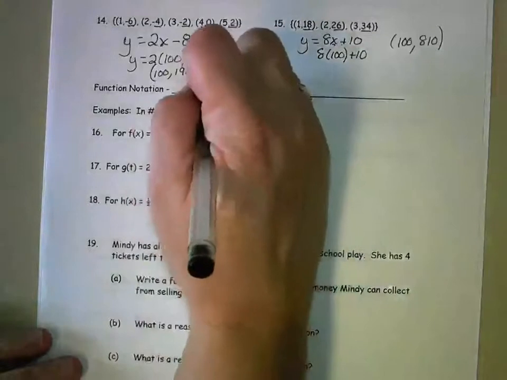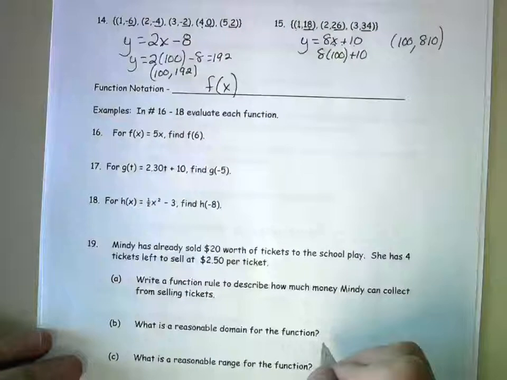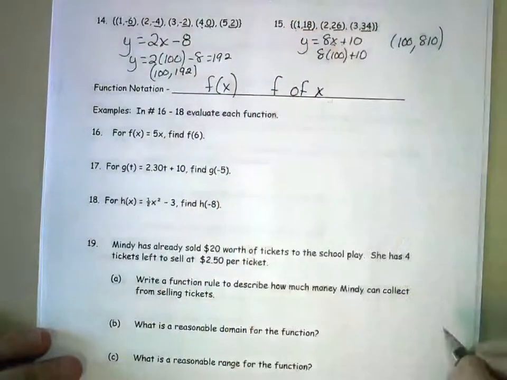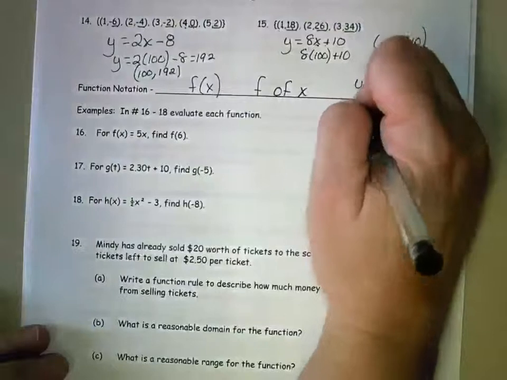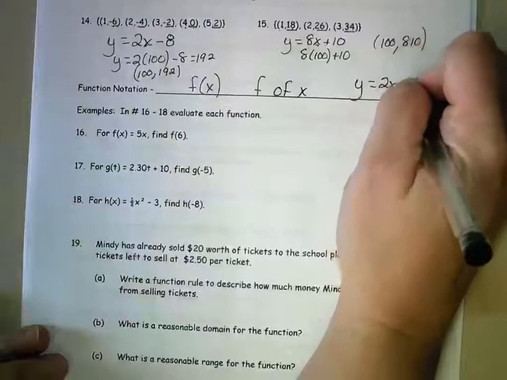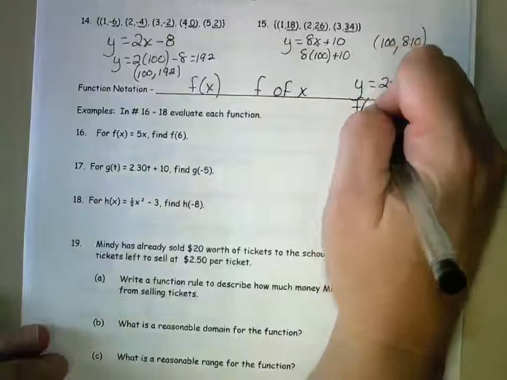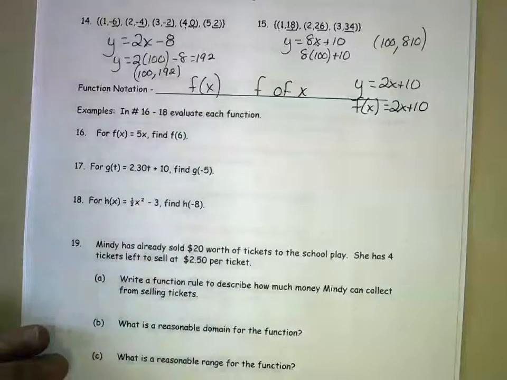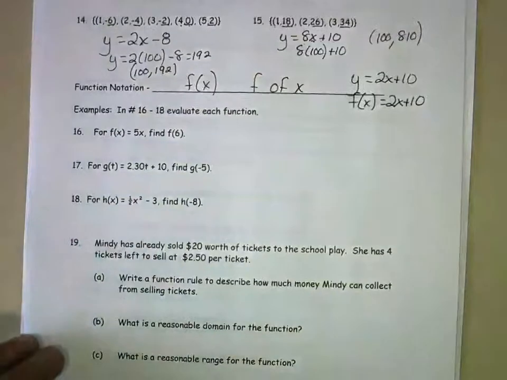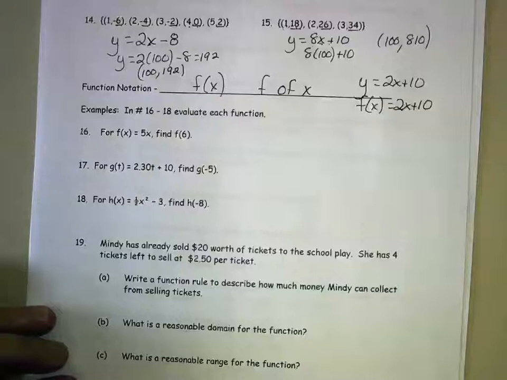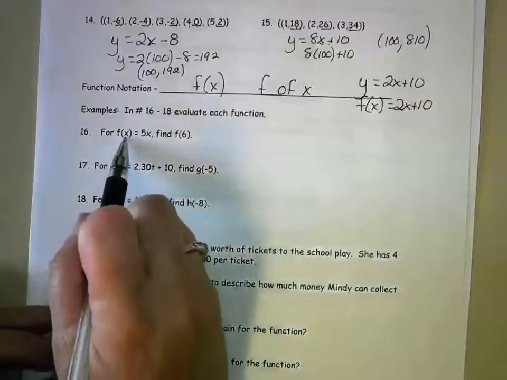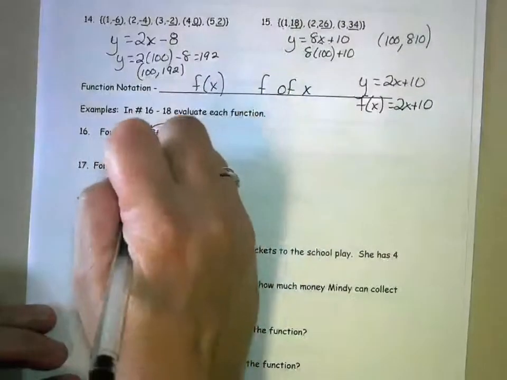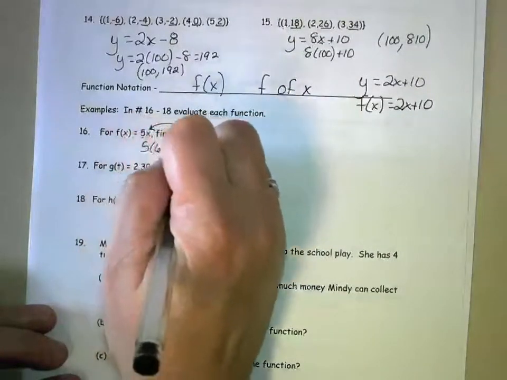Function notation looks like this, and it's read f of x. And this is another way to write everything we've been doing. So rather than write y equals 2x plus 10, they're going to write f of x equals 2x plus 10. And you do the exact same thing, you just put the value in for x, and then you're going to get a value back. So f of x is 5x, and you want f of 6. You're going to do 5 times 6, which is 30.